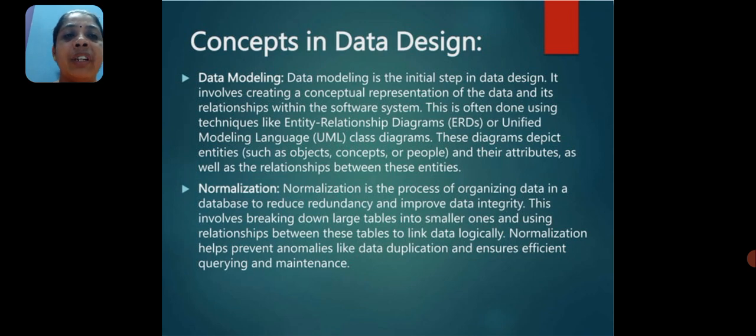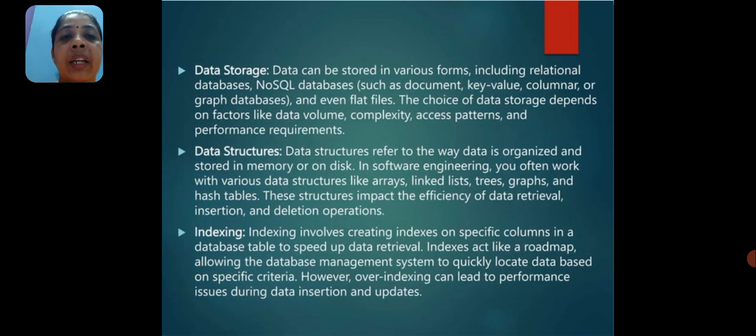There are different concepts in designing the data. We have to consider data modeling. Here they maintain two types of diagrams: the entity relationship diagram and the unified modeling diagram. They represent the attributes and relationships between the different entities. Normalization reduces redundancy and improves data integrity. It breaks large tables into a smaller number of tables, identifies how duplication can be avoided in the data, and also helps querying and maintenance.